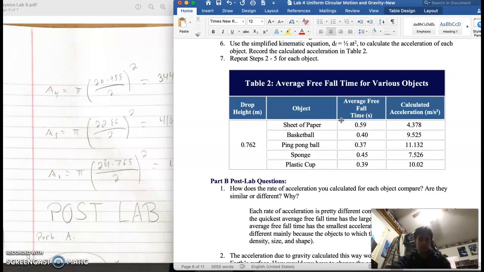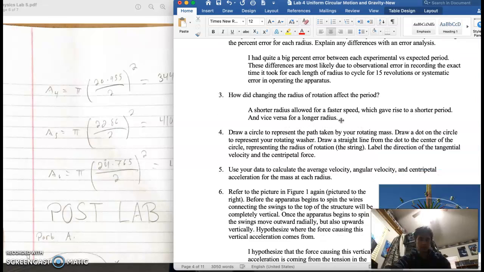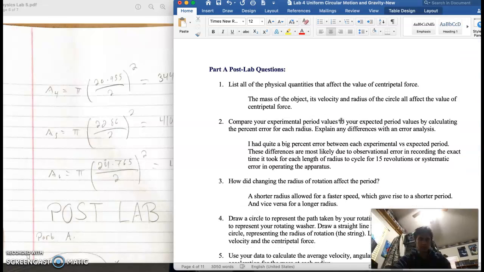And then for lab questions, let's solve the physical quantities that affect the value of centripetal force. So the values that affect centripetal force are the mass of the object, the velocity, and radius of the circle as it spins around. The radius is the distance, velocity is the speed at which it's moving, and direction, I guess. And then the mass of the object.